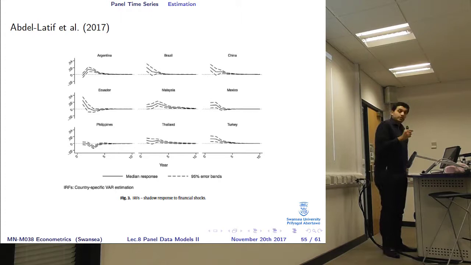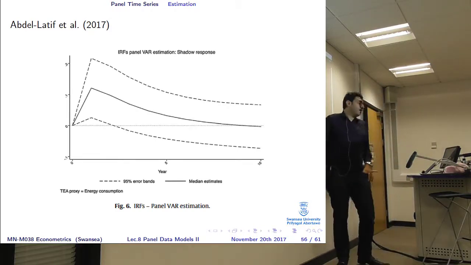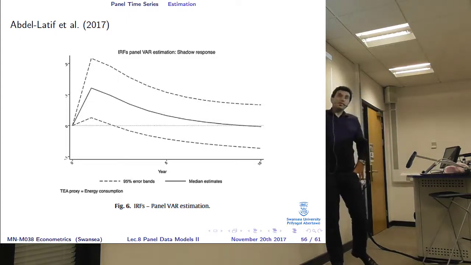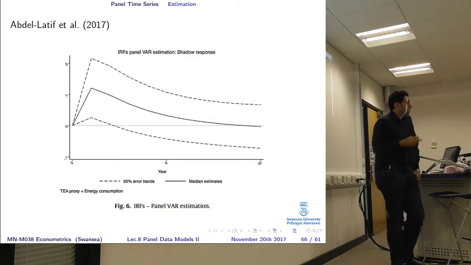Again, you can produce the impulse response function, and this is what we did. This is from a panel VAR estimation, not individual VAR. And again, it shows results very similar to what we found using individual VAR models. Again, the question was how the shadow economy behaves during the financial crisis.